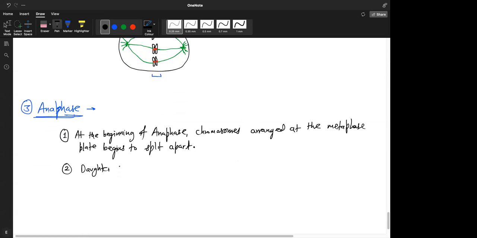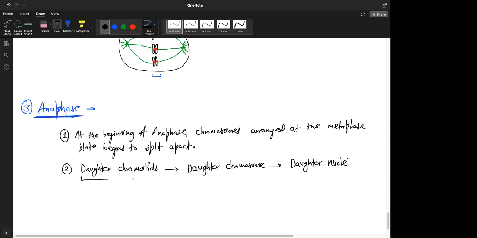which will further become daughter chromosomes. So daughter chromatid is daughter chromosome, no difference. It's just a single chromatid chromosome, not the X one, but the single chromosome. And later on, it will be called the daughter nuclei. When the envelope comes back again, it will be known as daughter nuclei.